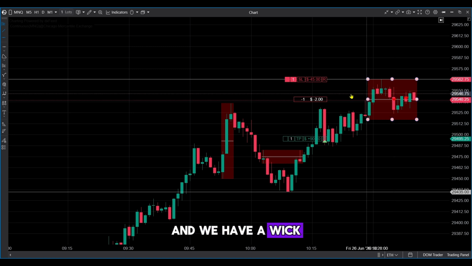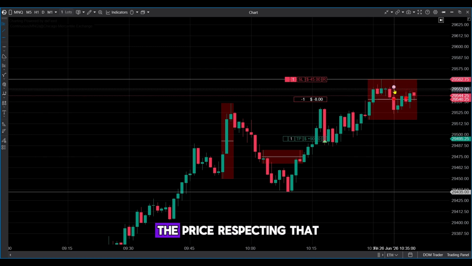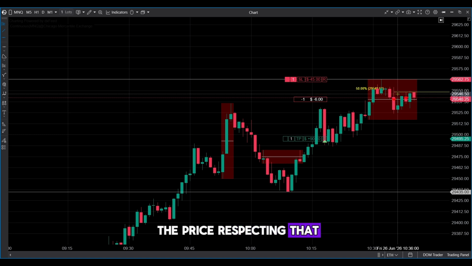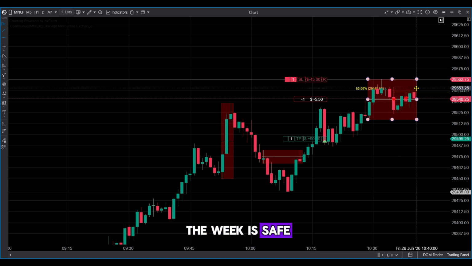And we have a wick. We can measure that wick to see if the price respecting that. So far so good. The wick is safe.